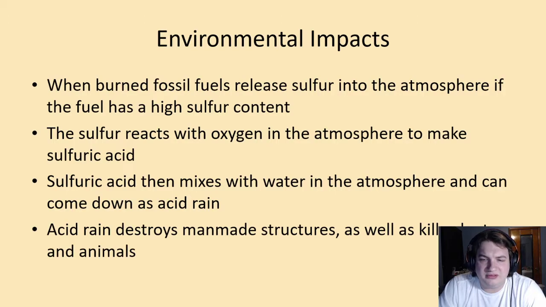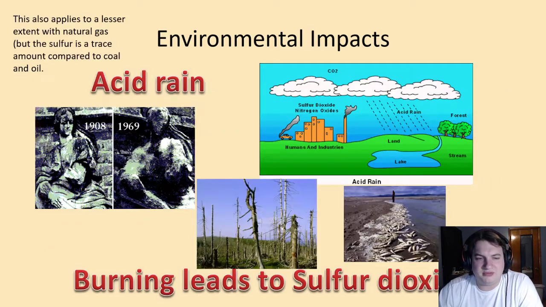Sulfuric acid then mixes with water in the atmosphere and has the ability to come down as acid rain, which then goes on to destroy man-made structures as well as killing plants and animals, as you can see in these images. So you see the distortion in the statue based off of the acid rain. You also can see fish washing up from the water being too acidic and the trees being dead from acid rain.